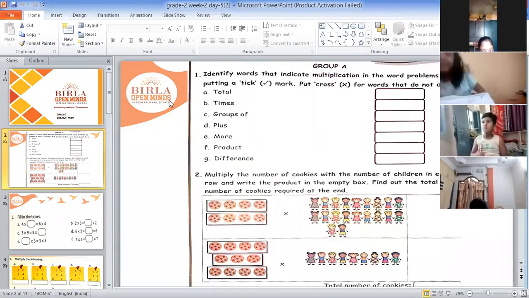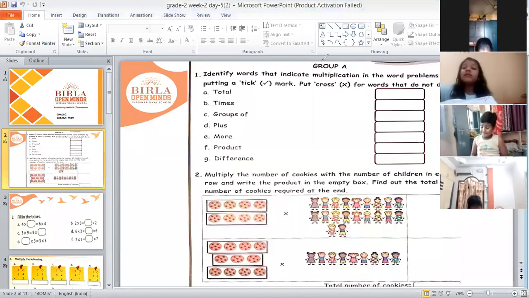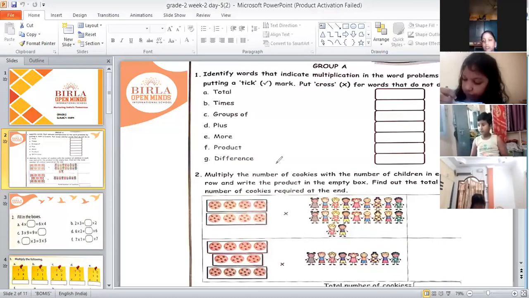Yes. So we'll start now. What we have to do in your first question is put a tick in front of the word which is related to multiplication. We have to put a tick mark. And if that word is not related to multiplication, we'll put a cross in front of that.